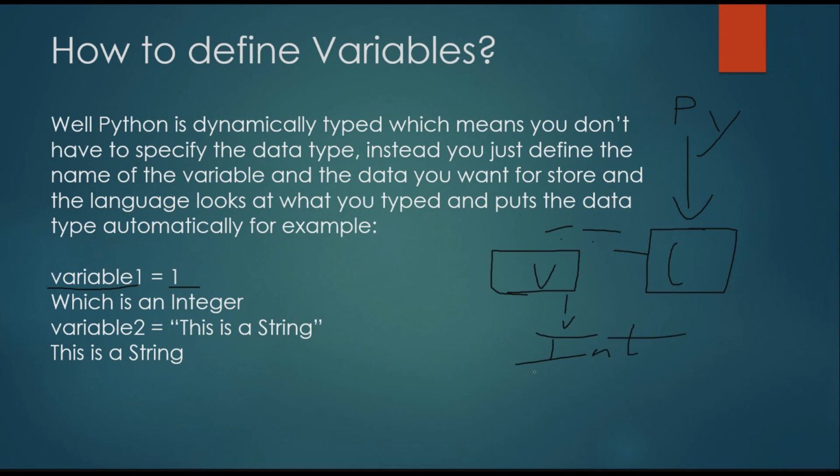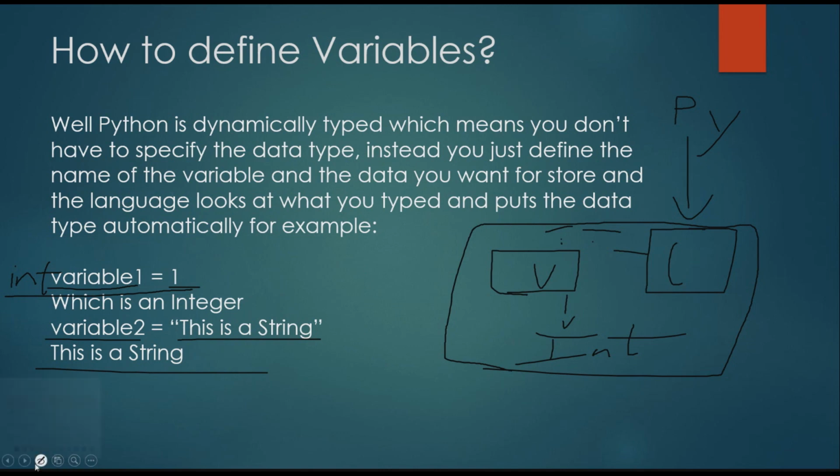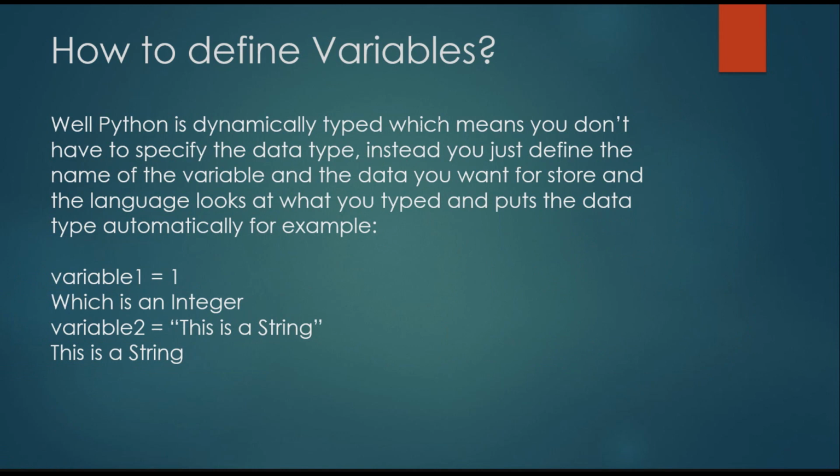So the language looks at it itself and works out the int. So you don't really need to write int in front of it to say, oh, this is the int variable. The language itself just takes the name of the variable and the value and converts it into the data type and stores it. And this one is a string and it's the same thing. So yeah, this is how you define variables in Python, and it's really easy, and we're going to be working with some variables right now, so I'll see you in the development environment.